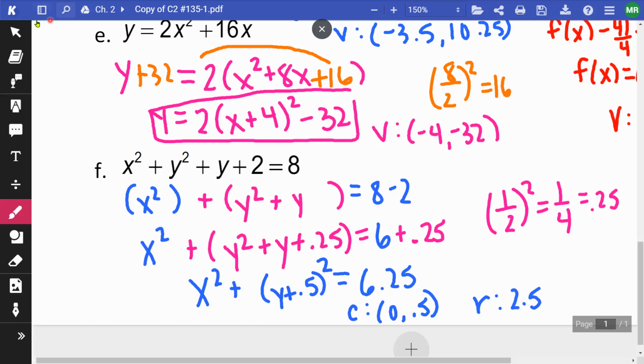So hopefully this helps. I know we just were doing the notes the other day. I just want to make sure everyone understands how to complete the square to write the equation of a parabola or a circle.